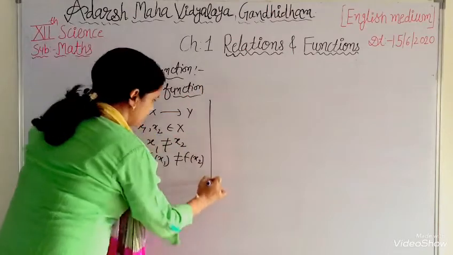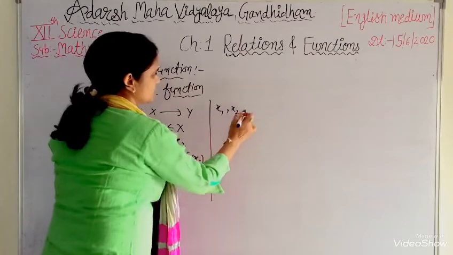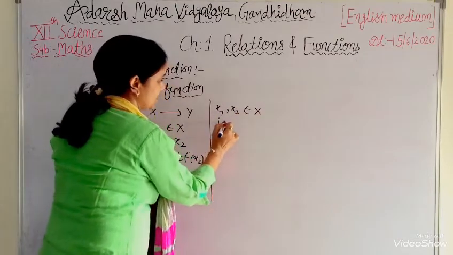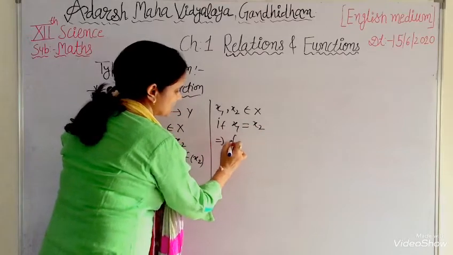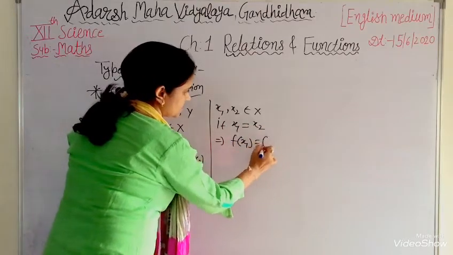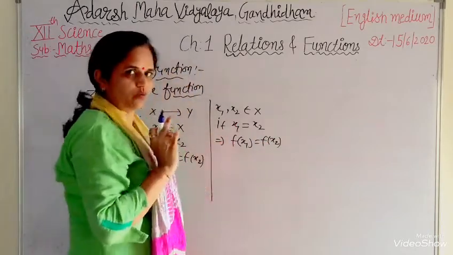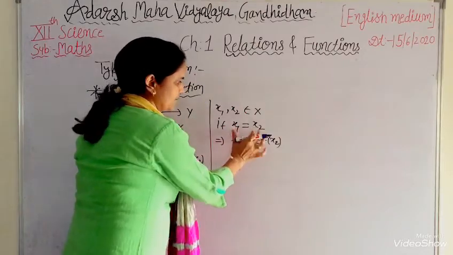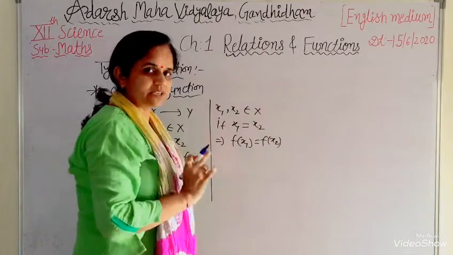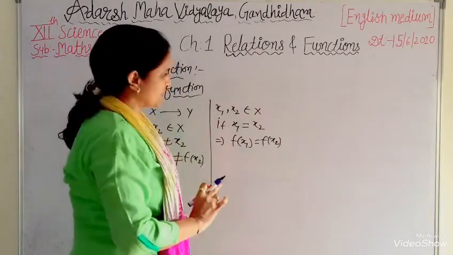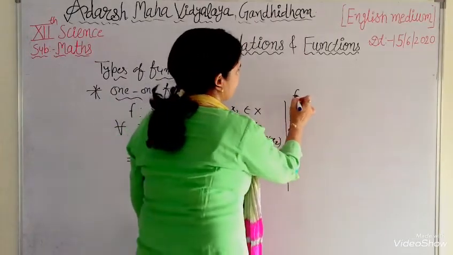Okay? And if you are taking the same elements x1, x2 belongs to X, if x1 is equal to x2, that implies f(x1) is equal to f(x2), then also the function is one-one. It means if the elements of set X are equal, then their images are the same. Okay, student? Now, try to understand by an example.